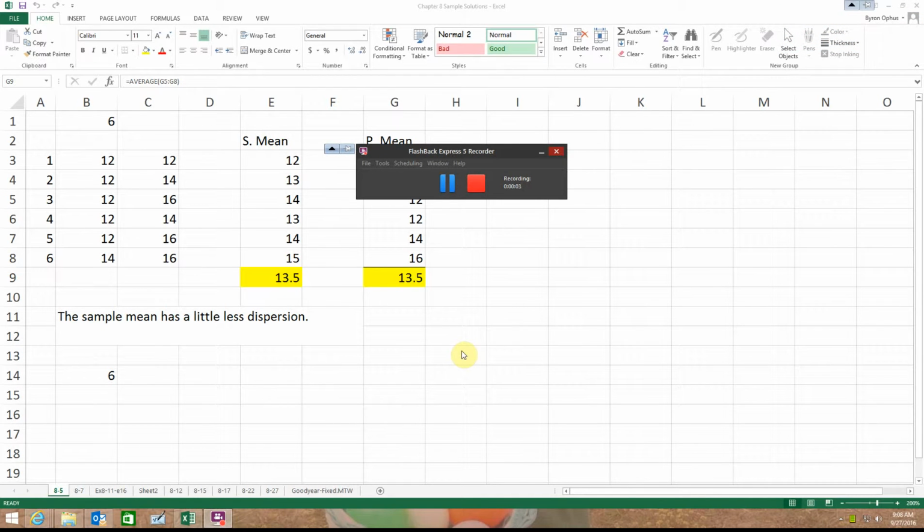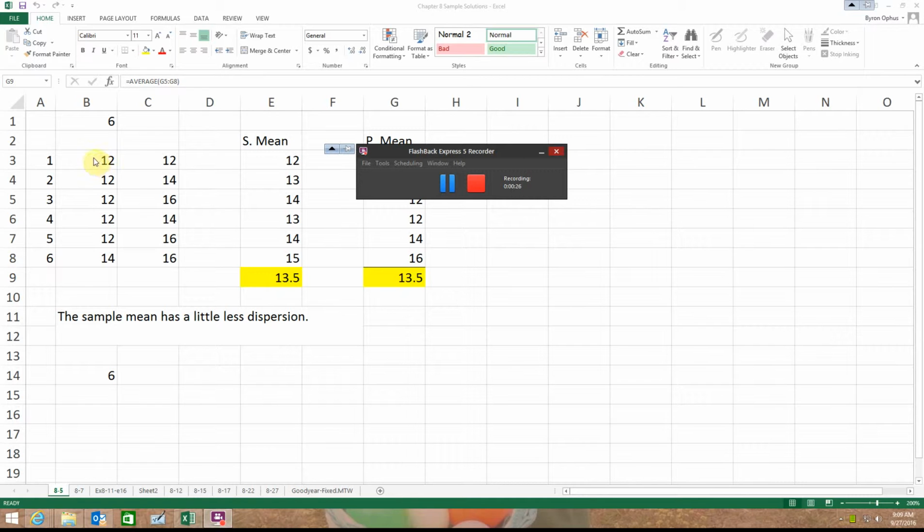8-5 just simply reads, a population consists of the following four values, and in Chapter 8 we're going to talk about sampling and a few other things, but the values are 12, 12, 14, and 16. So it says list all samples of size 2 and compute the mean of each sample. So it doesn't really matter what the order is.